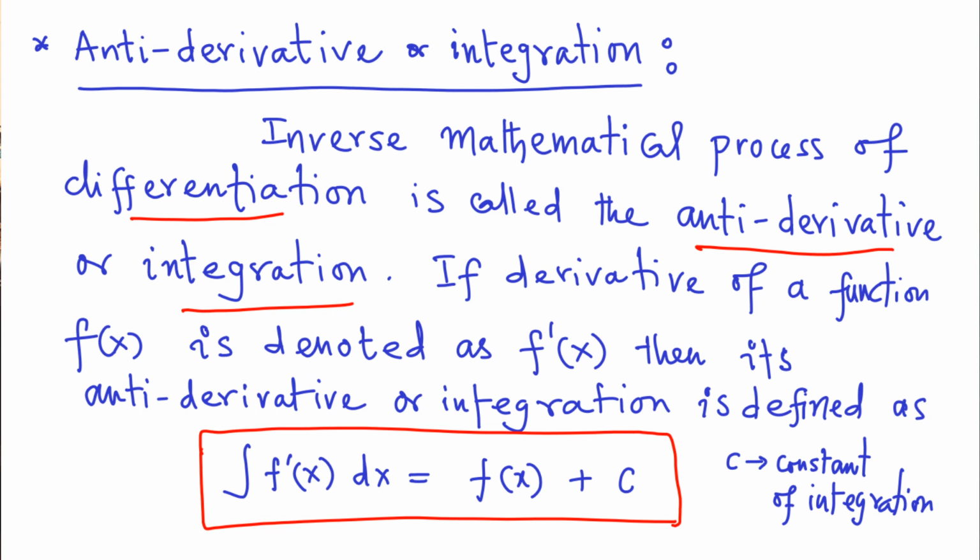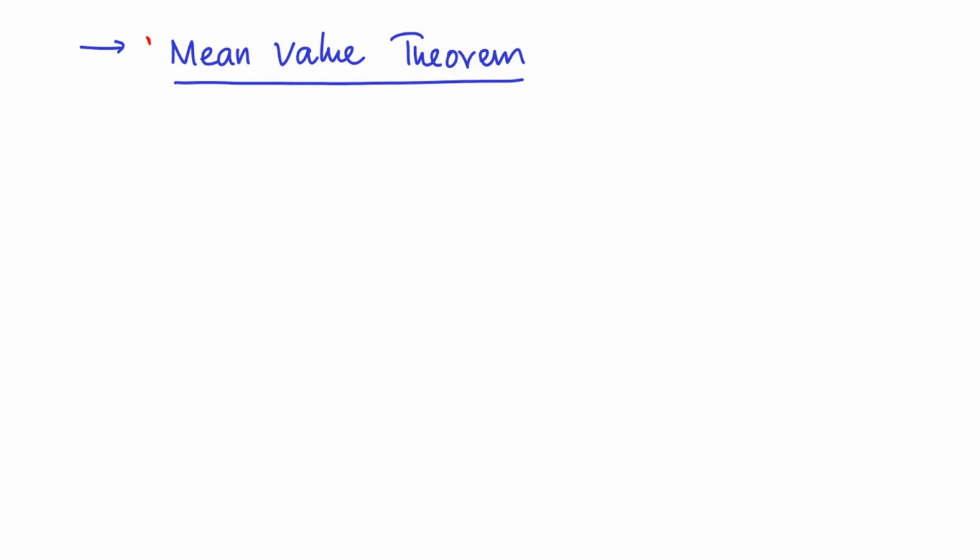In the previous session, we discussed the notion of antiderivative or indefinite integral. In today's session, we're going to discuss the so-called definite integral. In order to establish the results of definite integral, we need an important theorem, the so-called mean value theorem.